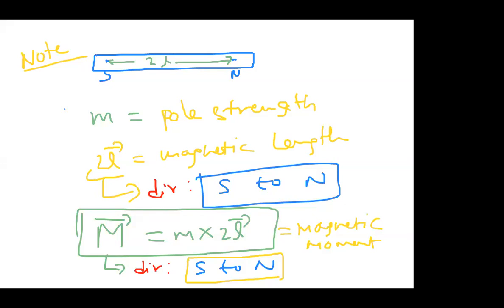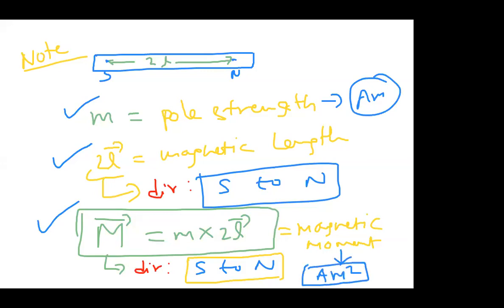So I hope you understood what pole strength is. Poles do not exist completely at the ends, they exist just before the ends. 2L magnetic length has direction south to north, and magnetic moment is also directed from south to north. Magnetic moment is a vector quantity. Already I have written that the pole strength SI unit is ampere meter, and the magnetic moment SI unit is ampere meter square. I hope you are clear with what magnetic moment is.